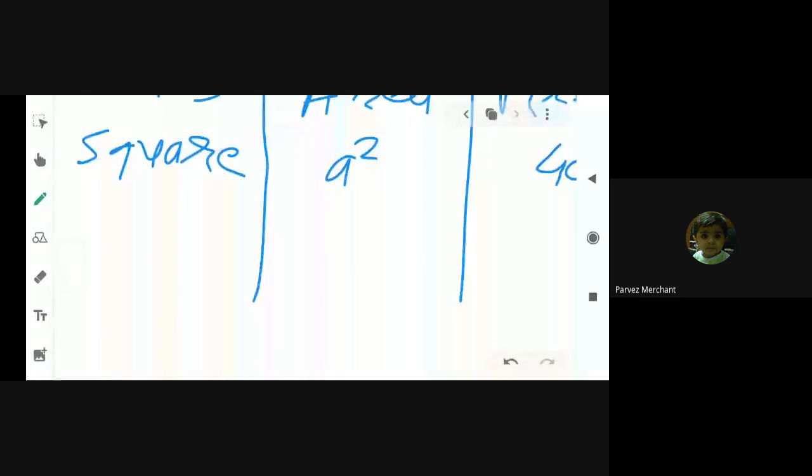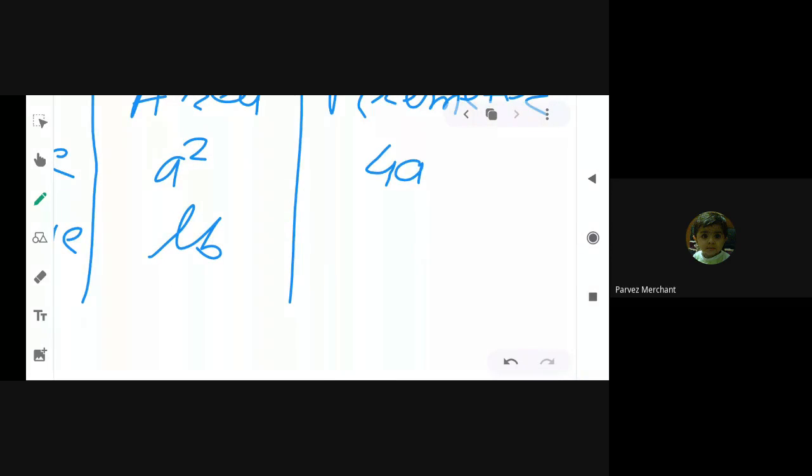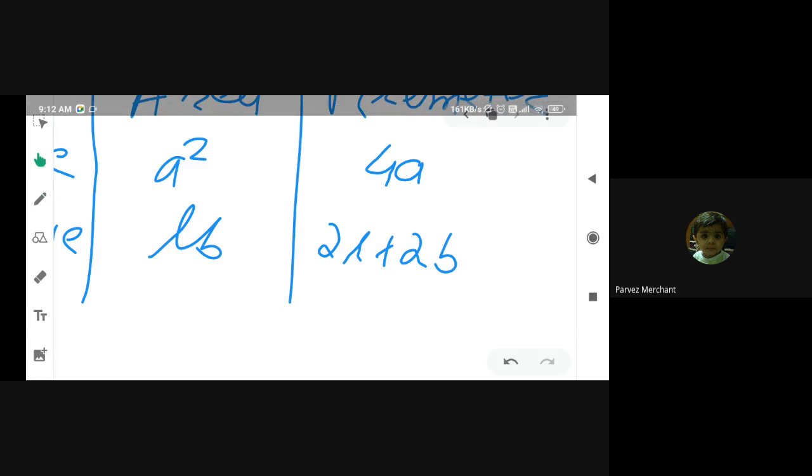Now rectangle. A rectangle having length and breadth. So the area of rectangle is LB. And whenever you find the perimeter of a rectangle, you can see there are two lengths and two breadths. So we have to add 2L plus 2B. Are you getting? Yes or no? Yes, sir.